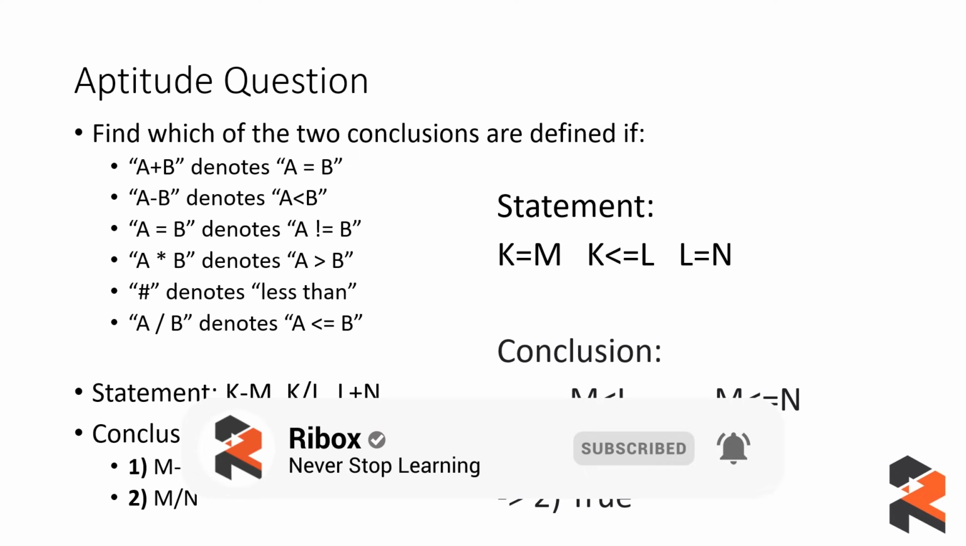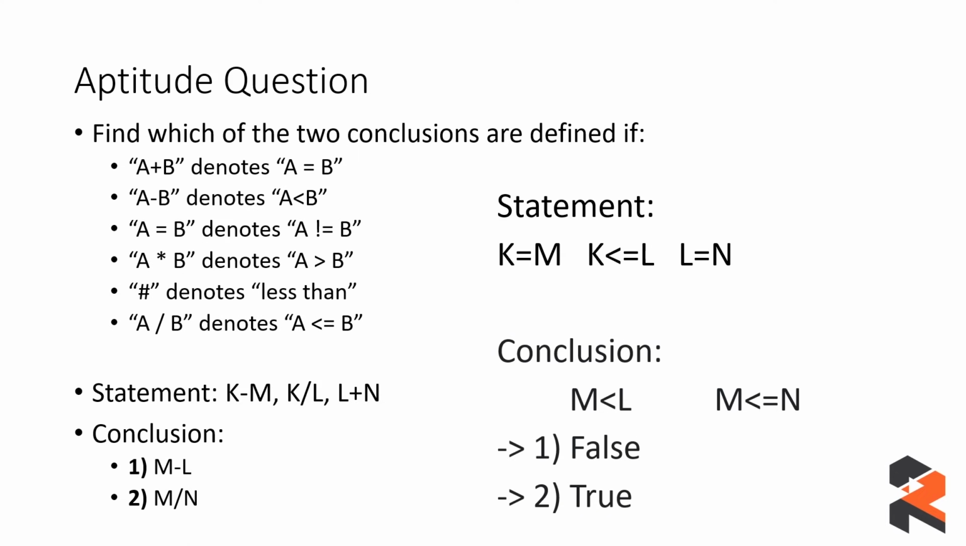So if you look at the statements and the conclusions now, you will find that given k is equal to m, k is less than or equal to l, and l is equal to n. The first conclusion says m is less than l. Is that possible? The answer is no, because the conclusion which we can infer from the given statements will be m is less than or equal to l. However, conclusion number 1 says that m is less than l. So that is false.